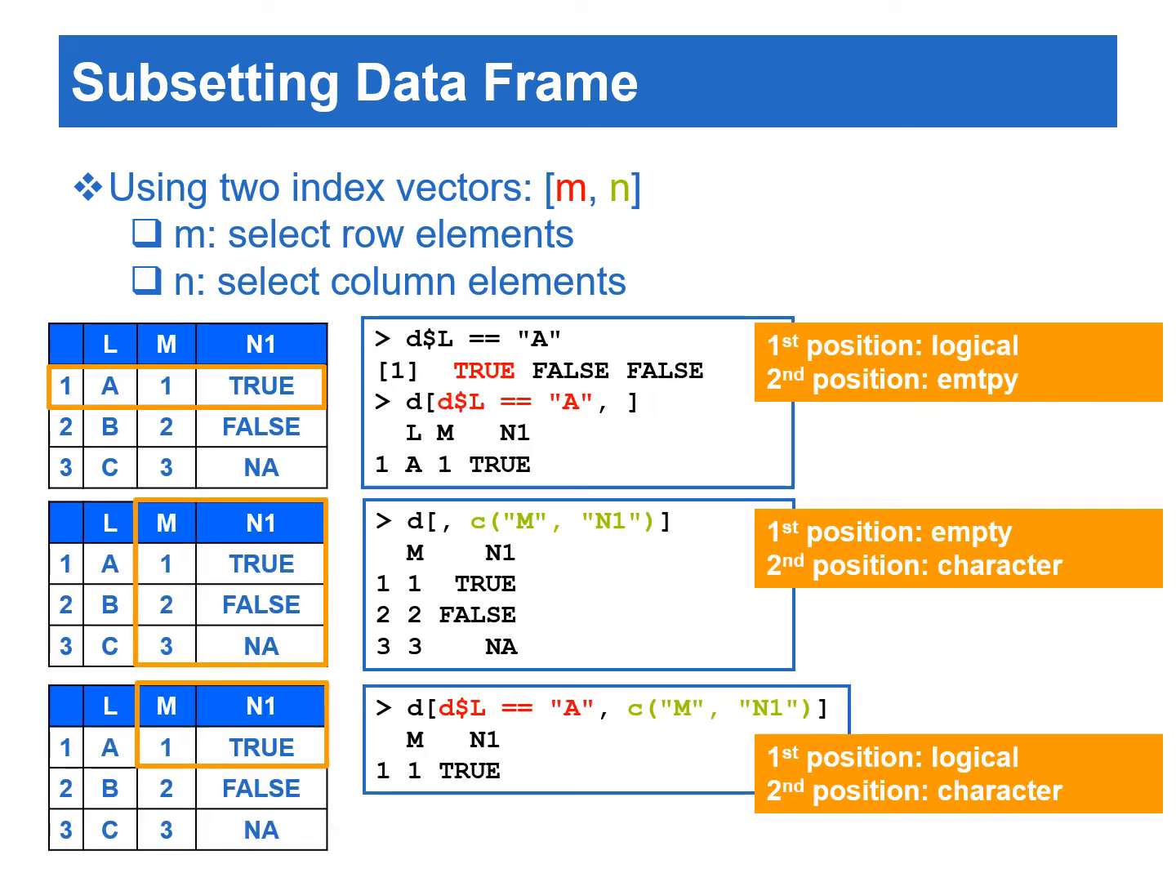The first example on this slide uses a logical index vector to select rows with variable L equals A. The second example uses a character index vector to select variables M and N1. The last example selects variable L equals A and keeps variables M and N1 only.